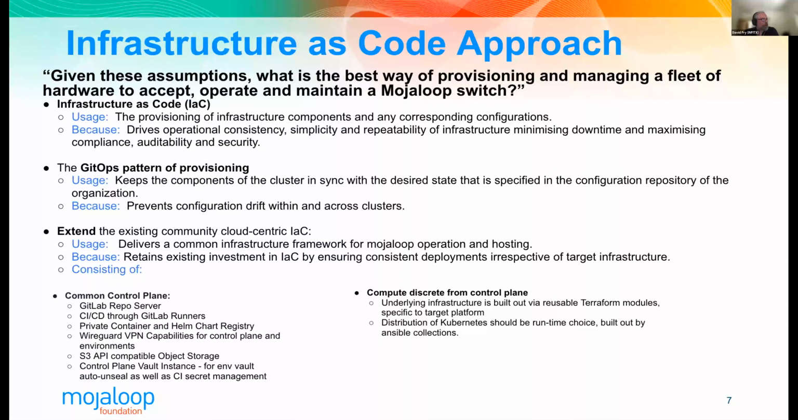And we also want to have the ability to use container and Helm chart registries that are private. So GitLab also provides those technologies in combination with Nexus, which is another open source tool that we were using in the previous AWS IAC.